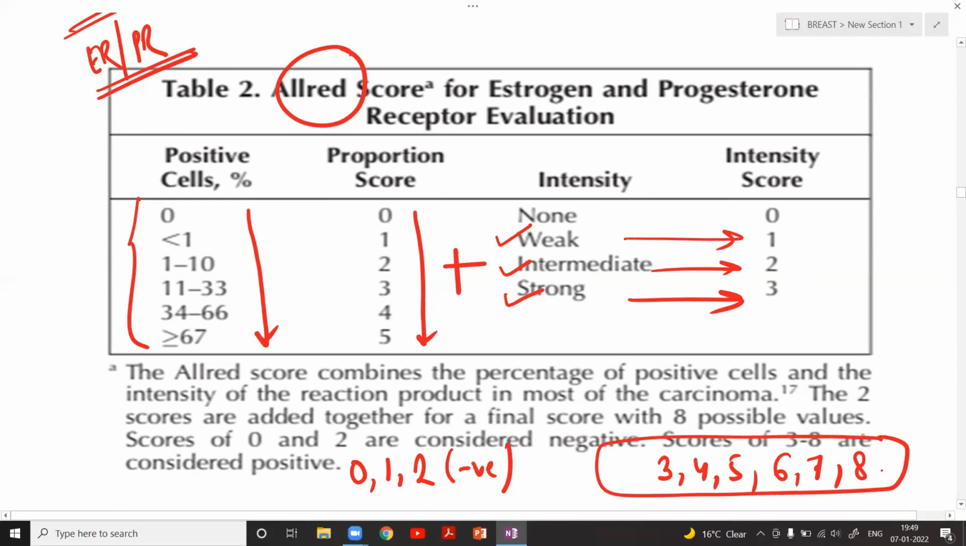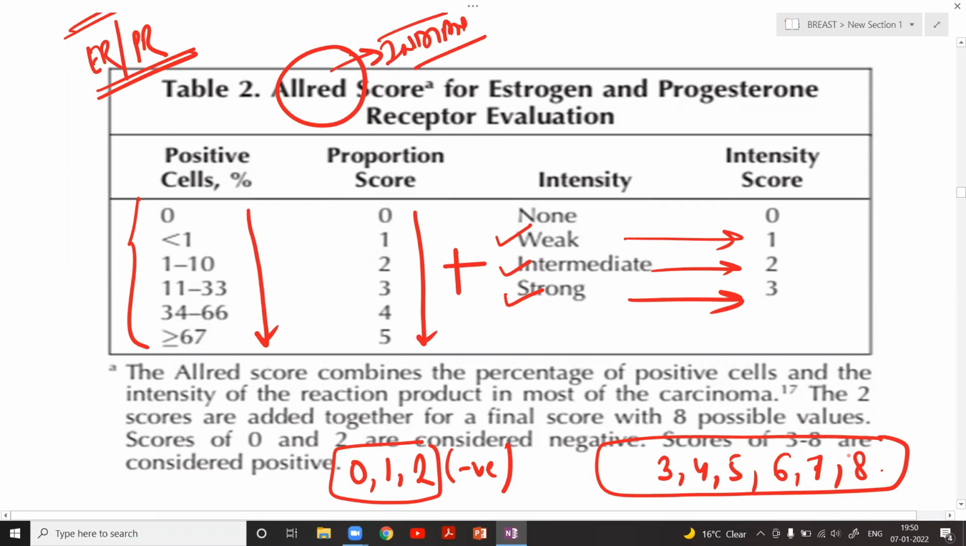That means, what is the importance of this stain? What do you think is the importance of this stain? The importance of this stain is, if a person comes out to be positive with this stain, then they are candidates for receiving treatment, okay, with anti-estrogen drugs. Okay, so just remember, this is the Allred score. This is the most commonly one which is followed in the Indian setup. Okay, just remember, and this is how we do. 0, 1, 2 score is negative, 3, 4, 5, 6, 7, 8 positive.